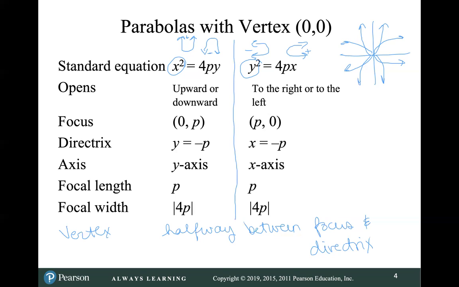This is our up and down facing parabola in the first column, sideways facing parabola in the second column. Focal length is always p. Focal width is always 4p, but we're going to take the absolute value of it. It's always going to be a positive width. The length could be negative. If the length is negative, that means that the parabola is opening downward or to the left, depending on which variable is squared. So we're not changing our definition of parabolas. We're just looking at them from a new perspective.